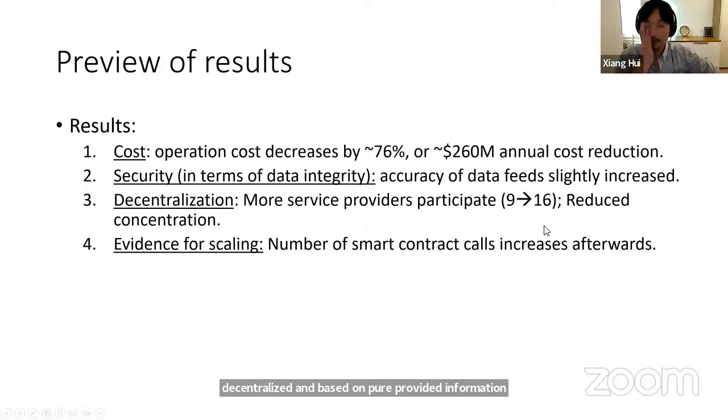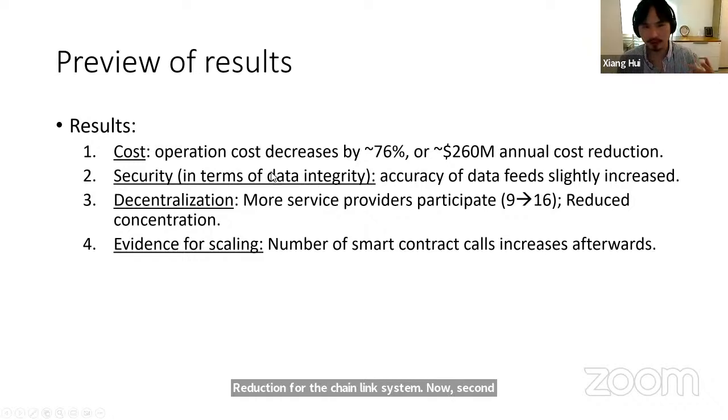So let me give you a preview of results. So first, as the policy was intended to do, we have a very large reduction in the operation cost of using the system, which is about 76%. And if you use the amount of total cost that Chainlink has paid in the first half of 2022, then that is going to be translated into $260 million of annual cost saving. Right? So it is definitely a very sizable reduction for the Chainlink system.